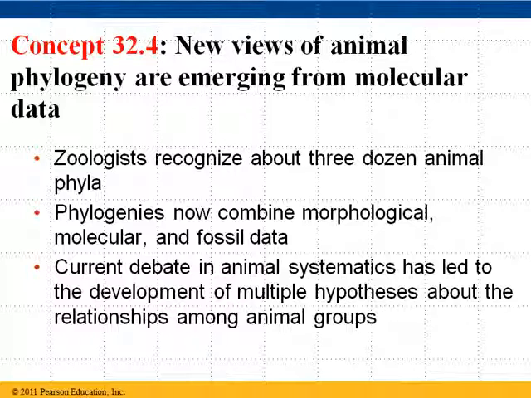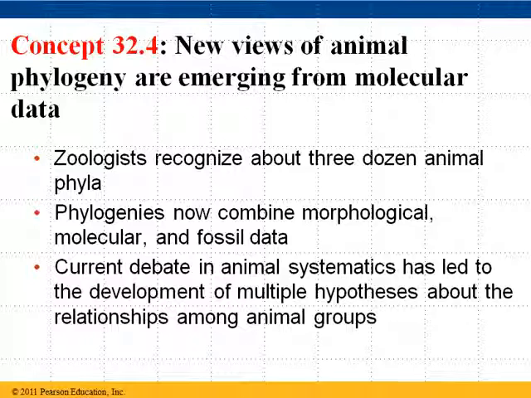And of course, with modern technology and the ability to do all the various genetic testing that we have, phylogeny is a whole area of science that we have so much more ability in now than we did, say, 50 or certainly 100 years ago. So new views of animal phylogeny are emerging from molecular data. Zoologists recognize about 3 dozen animal phyla, but that's still in flux, and it goes back and forth based on new information that we learn.